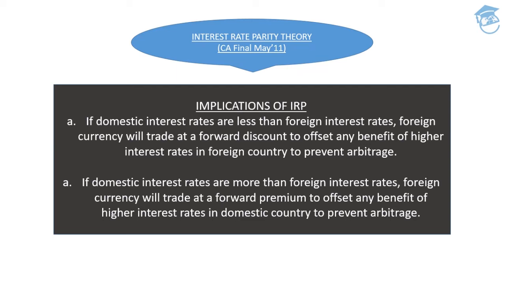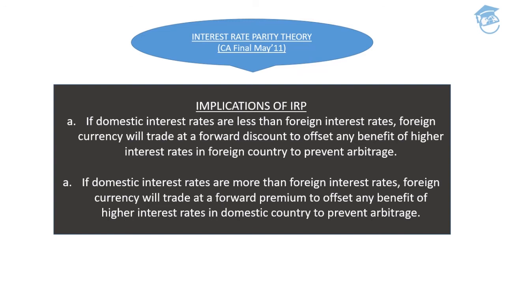So they will trade at a forward discount rate to offset any benefit arising on account of higher interest rate in a foreign currency, to prevent any arbitrage. And exactly opposite will be the case which we just discussed. If the domestic interest rate is more than the foreign interest rate, ours was 6%, theirs was 2%, so what's going to happen? Now our currency will be at a discount and their currency will be at a premium. Foreign currency will trade at a forward premium to offset any benefit of higher interest rate available in the domestic currency, to prevent arbitrage.